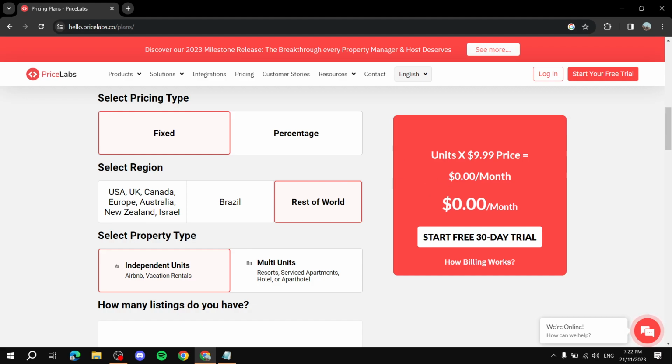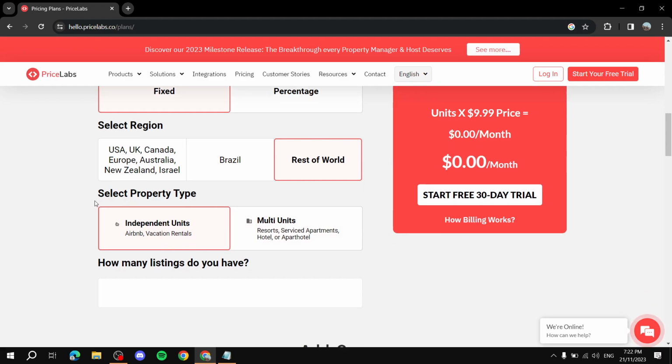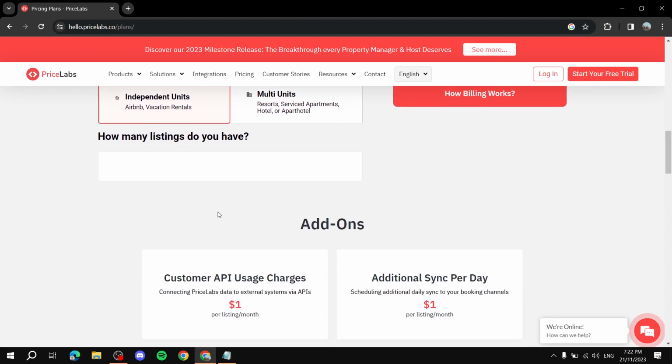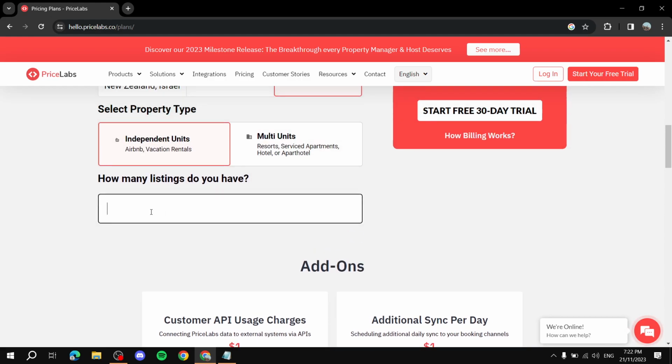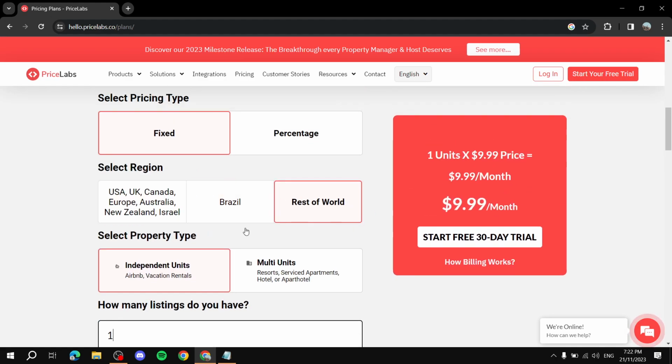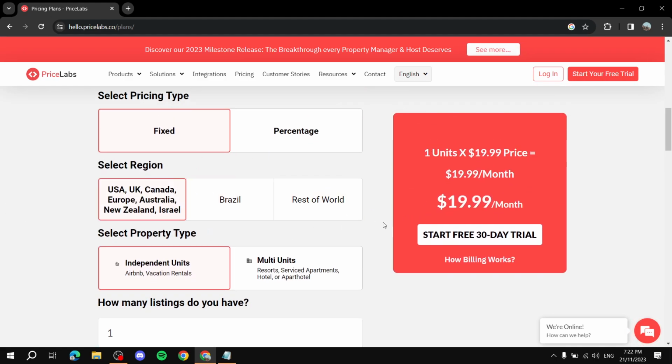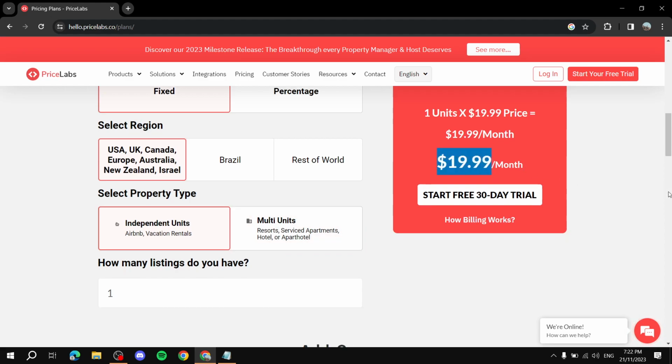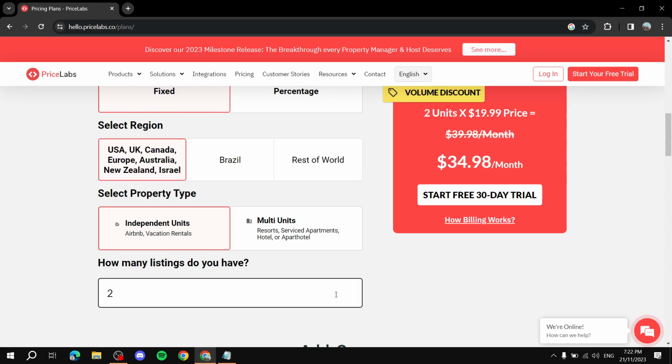And that's not it. You need to select the property type, whether it's multiple units or an independent unit. If it's independent, like for example Airbnb, you just need to add how many listings you have. So if it's only one, it will be obviously 9. If it's the rest of the world, let's go here. If it's just one, it's going to be 19. If it's more, it's going to increase.